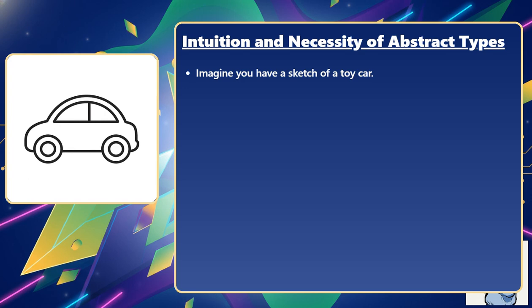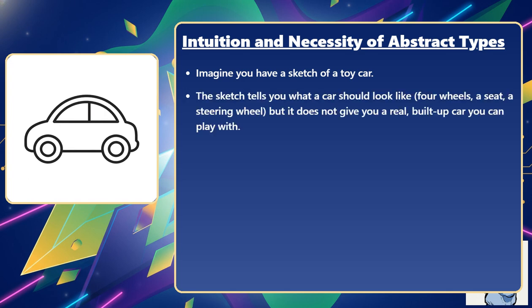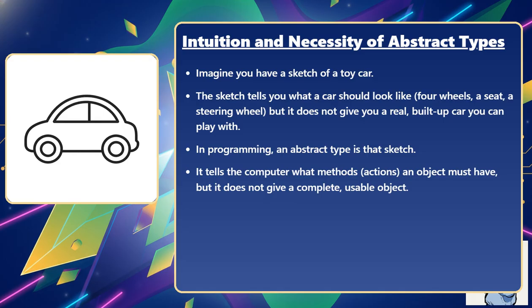Imagine you have a sketch of a toy car. The sketch tells you what a car should look like: 4 wheels, a seat, a steering wheel, but it does not give you a real built-up car you can play with. In programming, an abstract type is that sketch. It tells the computer what methods, actions, an object must have, but it does not give a complete usable object.